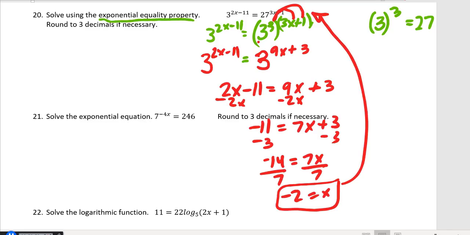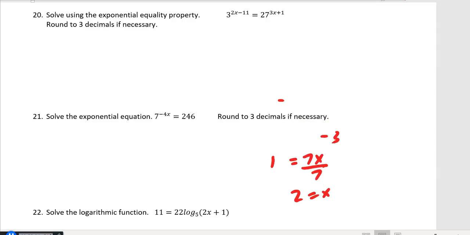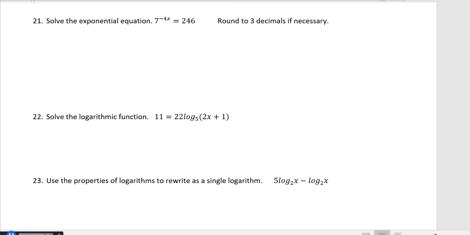I would definitely do that on a test. It doesn't take but a minute. Our next problem says to solve the exponential equation. It doesn't tell you a method, and so you can use one of the two methods that we've learned in this class. I'm going to do both of them, but you don't have to. You can choose the one you like.